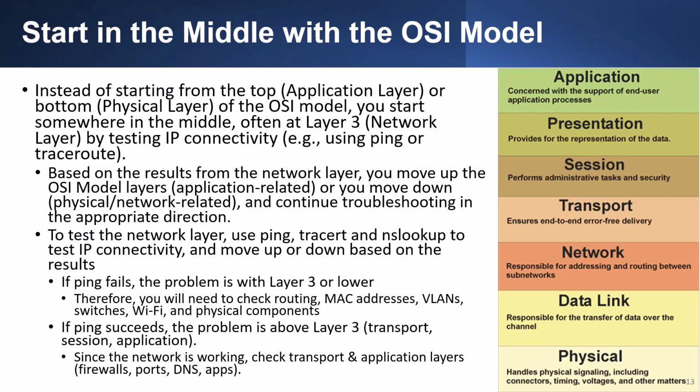To test the network layer, use ping, traceroute, and nslookup to test IP connectivity and move up or down based on the results. If ping fails, the problem is with layer 3 or lower. Therefore, you'll need to check routing, MAC addresses, VLAN, switches, Wi-Fi, and physical components. If ping succeeds, the problem is above layer 3: the transport, session, and application layers. Since the network is working, check transport and application layers such as firewalls, ports, DNS, and applications.